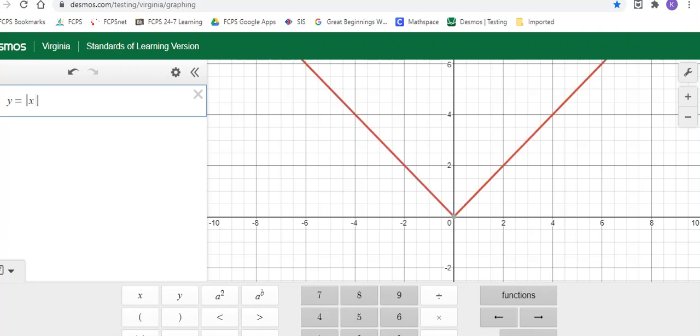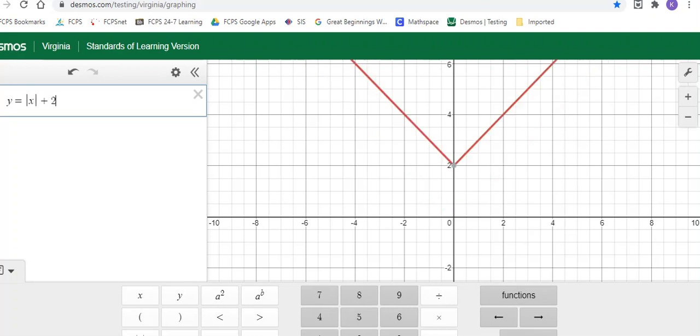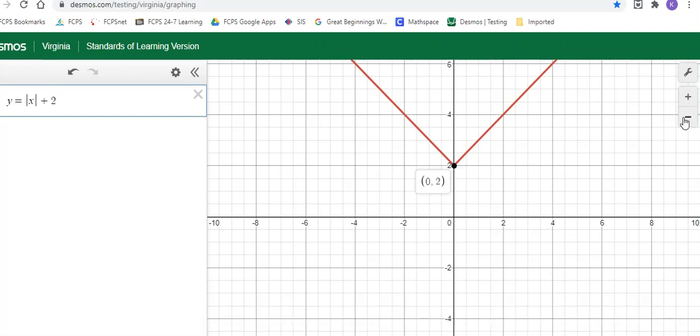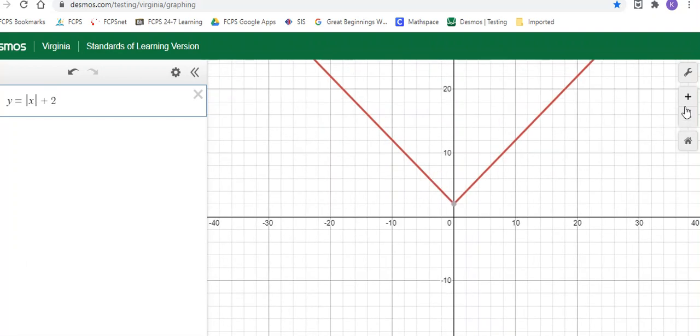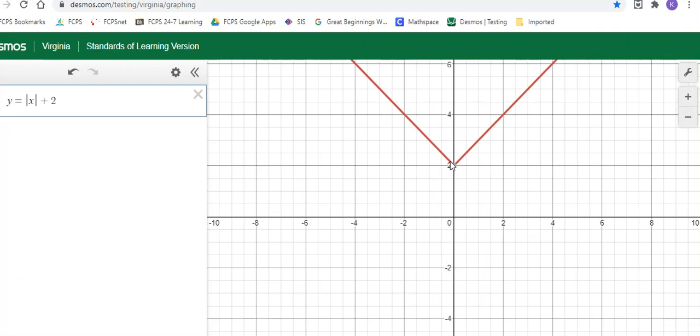So x, and then arrow over, because we want the plus 2 at the end. And you can see we have our V-shaped graph, and it gives us our vertex of 0, 2. You can zoom out or zoom in. If you click and drag, you can also get other points on the graph. And they do show up with decimals, but you can see that you do have real numbers too.